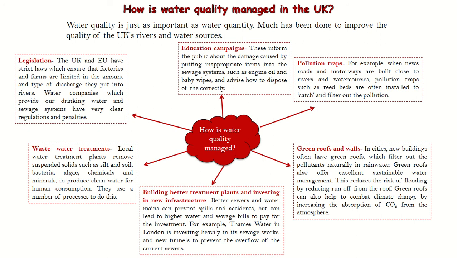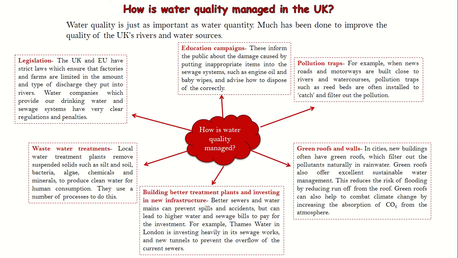If you remember looking at BedZ in year 10, that had a huge green roof on it, and part of that was the CO2 emissions, but the other part was that it enables that water to be filtered naturally so that it would be cleaner when it came out, so less polluted. Better treatment plants, so better plants actually turn that sewage into drinking water. So Thames Water in London is investing heavily in its sewage works and new tunnels to prevent overflow. More water treatment centres, and also something called legislation as well.